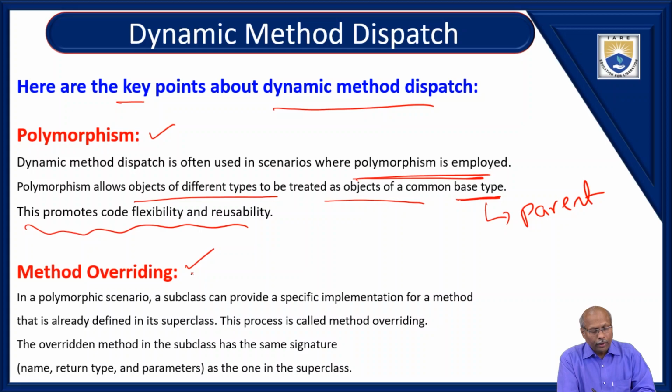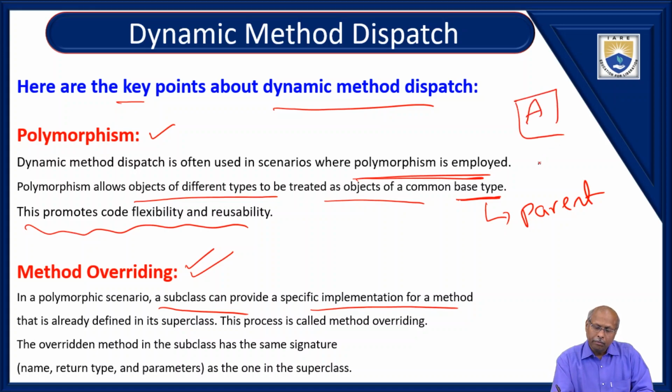Then one more is method overriding. I told you, of course, these two are interlinked. Without method overriding, there is no concept of dynamic method dispatch. In a polymorphic scenario, a subclass can provide a specific implementation for a method. So superclass and subclass. Superclass means the parent. Assume A is my superclass, B is my child class. Here I have a method F. Here also I have method F. Both classes have the same method.